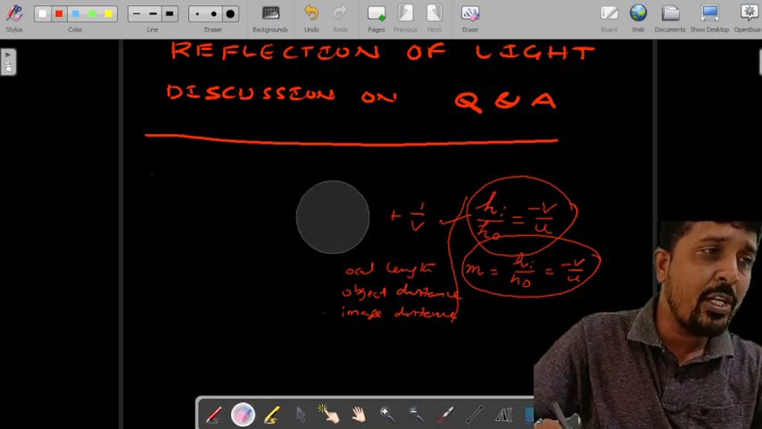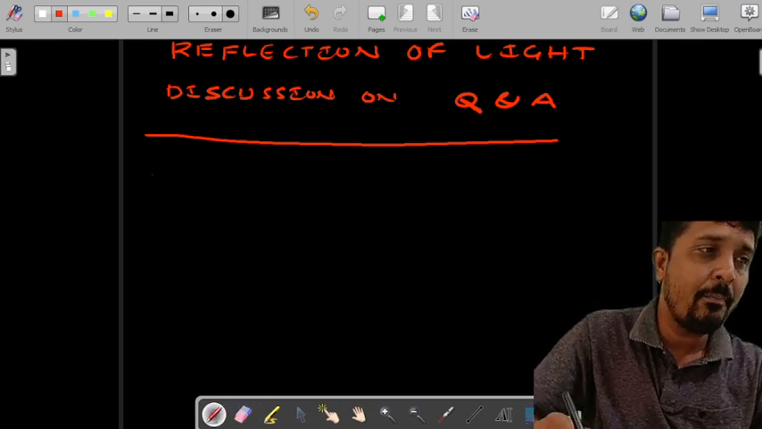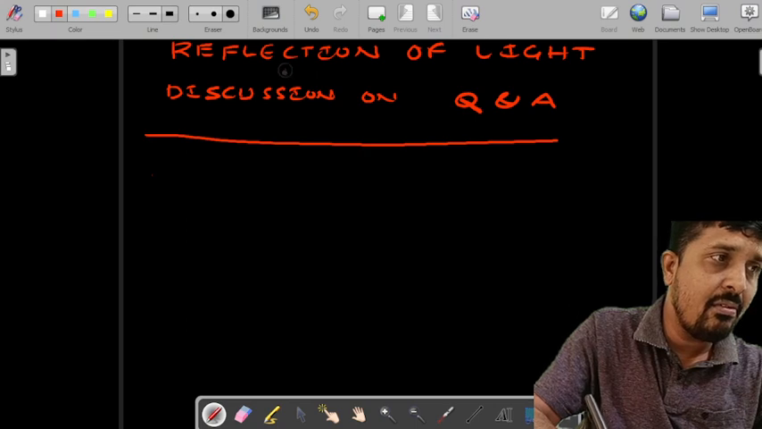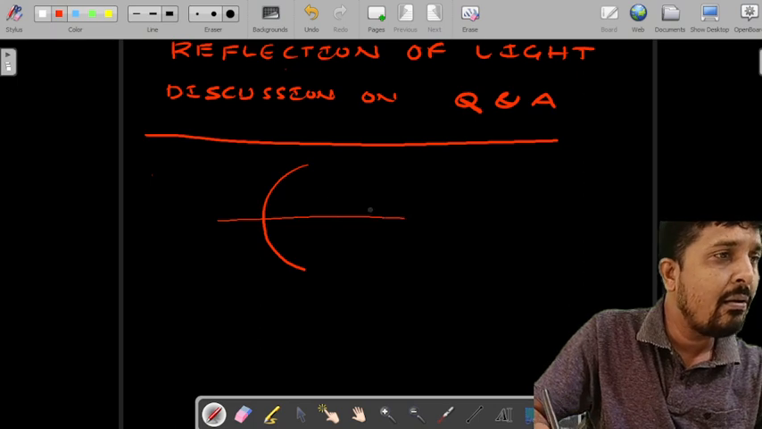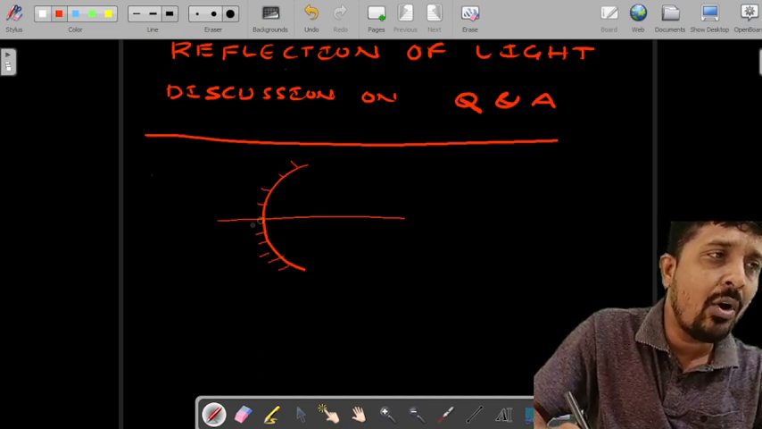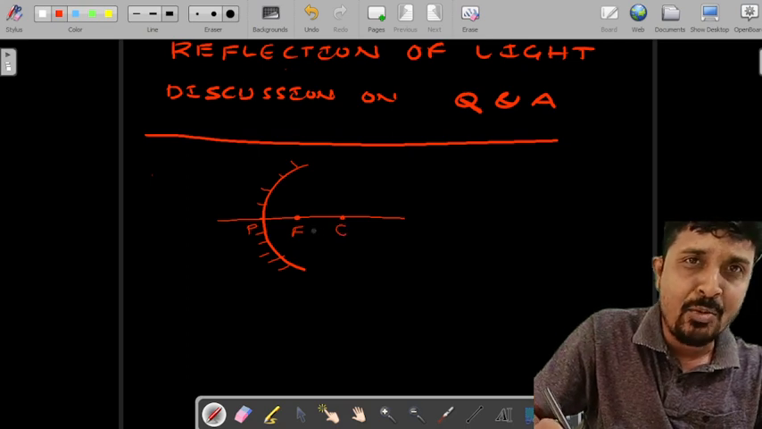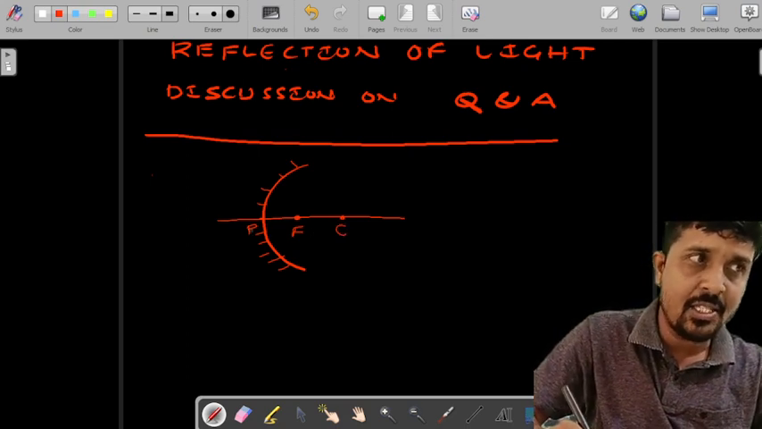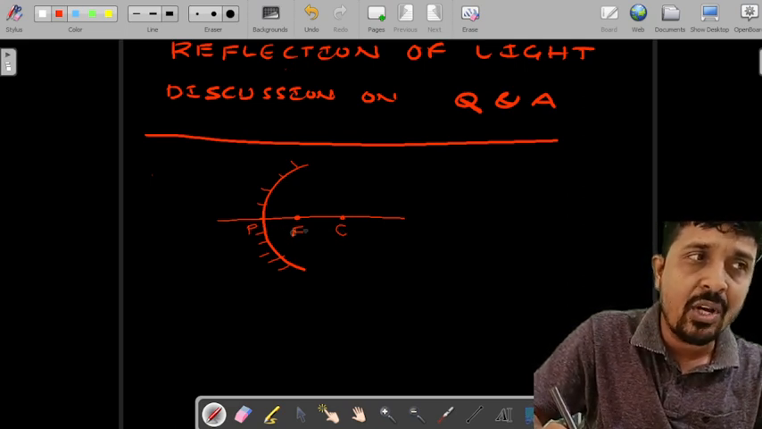Now, one by one, we are going to understand the technical terms involved in the concept of mirrors. You can easily understand this is a concave mirror. Here, this point is called the pole. This is called F, and this is called C. You remember KFC? No, not that KFC. This is PFC: pole, focus, center of curvature.